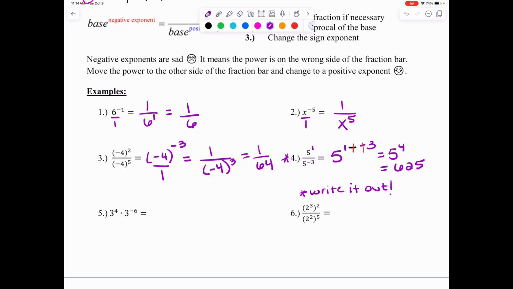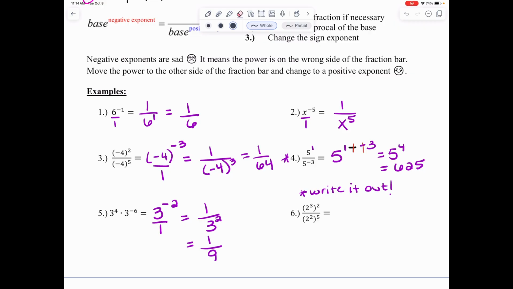Now let's look at number 5. 3 to the 4th times 3 to the -6. This is a multiplication problem. So we're going to keep our base of 3, and we're going to add our exponents. 4 plus a -6 makes a -2. So if it's not already written as a fraction, I'm going to write it as a fraction by putting it over 1, and I'm going to flip it. My base stays the same, but my exponent changes from negative to positive. So 1 over 3 squared is the same as 1/9.